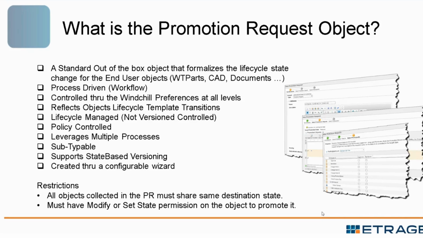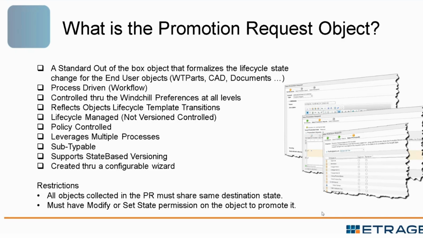Restrictions. Potentially the promotion request acts as a collector, so you can add to it as many of the objects that you're trying to formally change their states. You could put parts, documents, WTParts, and maybe NPM link objects and other objects that you manage in your Windchill environment. But the restriction is that all these objects must have a common destination state. You cannot be selective. You can't say this document goes to prototype, this drawing goes to release. The promotion request is not set up to do that. They all must go to the same destination state.